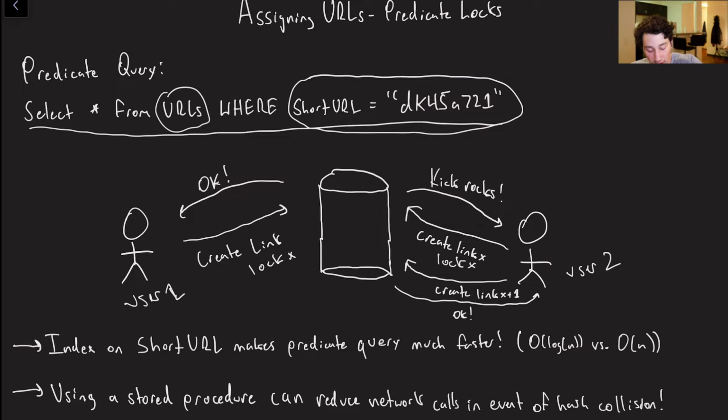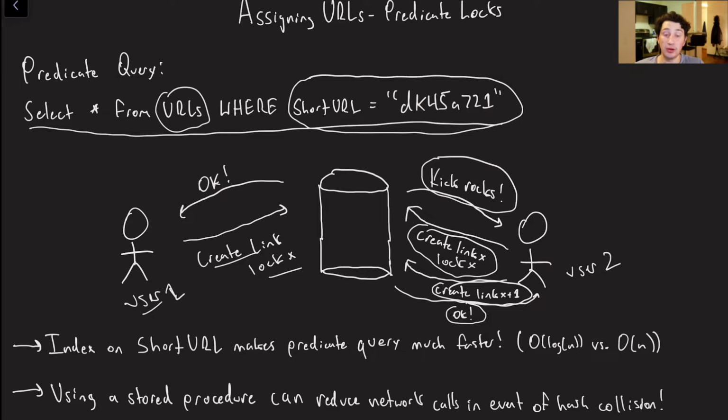And so what this style looks like in turn is if user 1 says create the link, but also give me the lock on short URL X, user 2 can do the same thing. But the database is now going to come back and tell him to kick rocks because that is now taken. Then he's going to have to go back and create link x+1. And then finally the database can say OK.